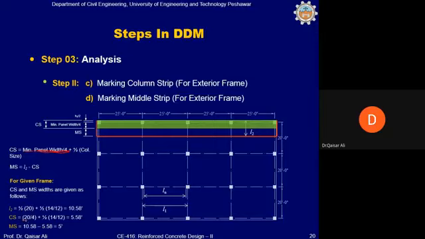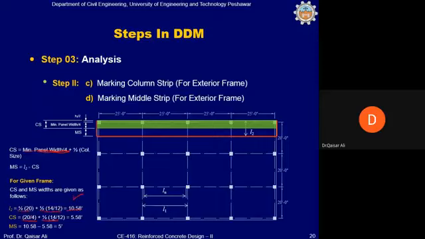Column strip is 20 divided by 4 plus half of the column size. The column size in this case is 14 by 14 inch, so 14 divided by 2 is added to the column strip in this case. And total L2 is calculated as half of the panel, 20 divided by 2, which is 10, plus half of the column size on the exterior side of the column center line. So L2 is 10.5 feet: 20 divided by 2 plus half the column size, 10.5 feet.